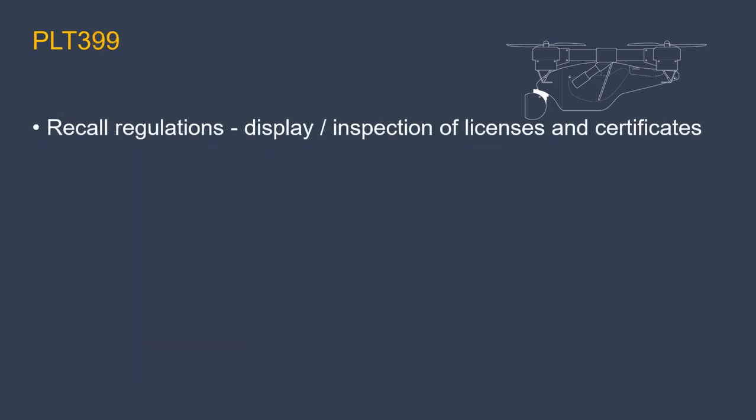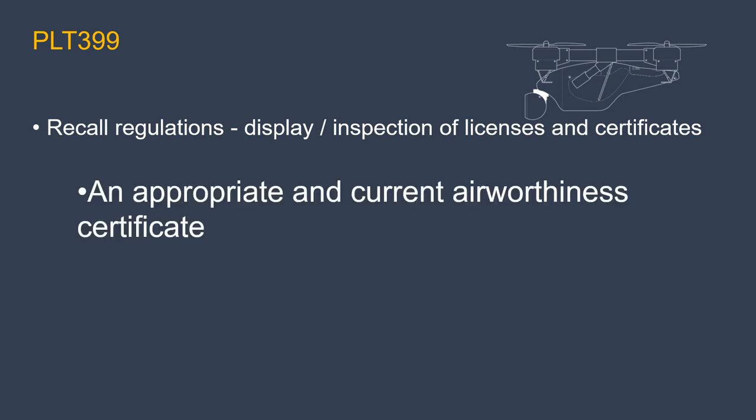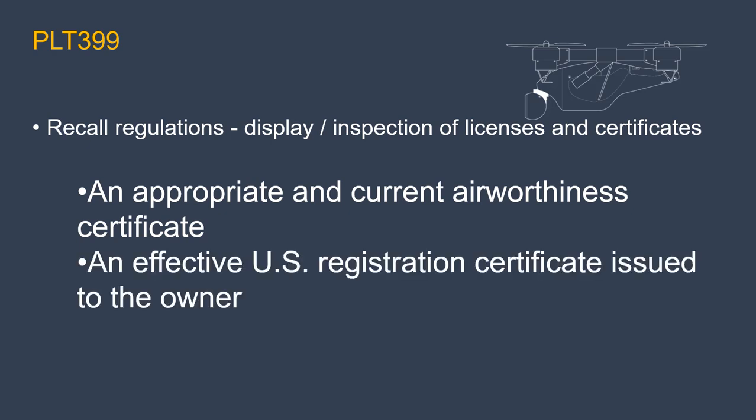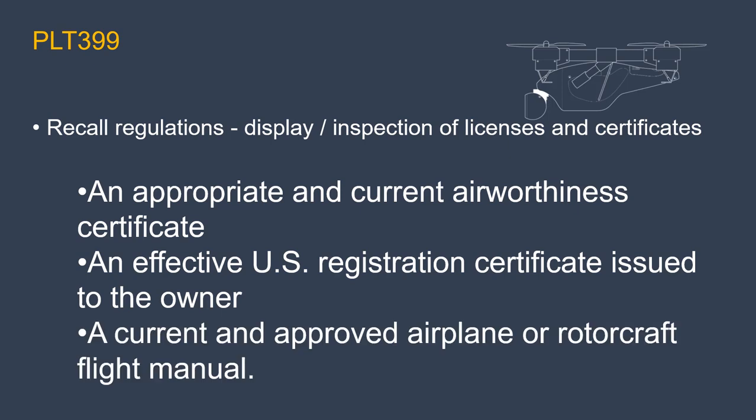PLT 399, Display Inspection of Licenses and Certificates. The resource is FAR 91, Section 203. What needs to be carried aboard an aircraft? An appropriate and current airworthiness certificate. An effective U.S. registration certificate issued to the owner. And a current and approved airplane or rotorcraft flight manual.